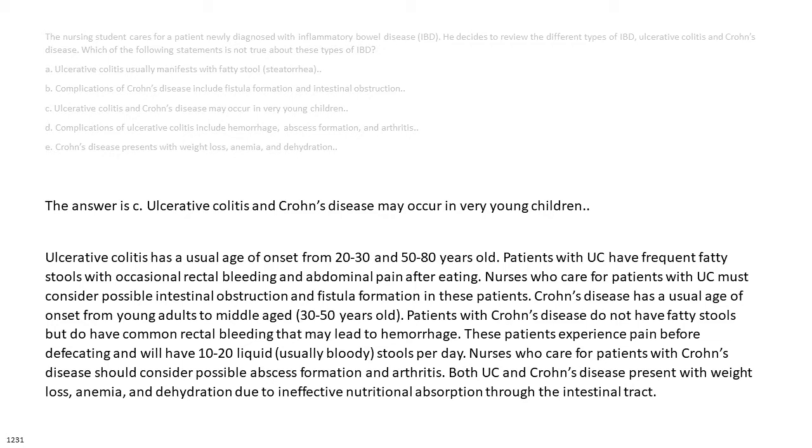Crohn's disease has a usual age of onset from young adults to middle-aged, 30 to 50 years old. Patients with Crohn's disease do not have fatty stools but do have common rectal bleeding that may lead to hemorrhage. These patients experience pain before defecating and will have 10 to 20 liquid, usually bloody, stools per day. Nurses who care for patients with Crohn's disease should consider possible abscess formation and arthritis. Both UC and Crohn's disease present with weight loss, anemia, and dehydration due to ineffective nutritional absorption through the intestinal tract.